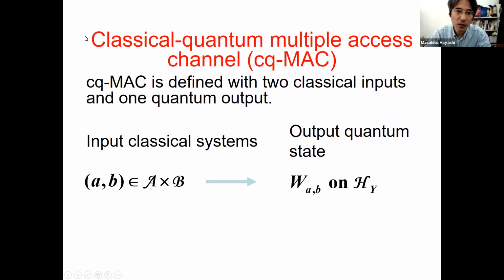This is the formulation of classical quantum multiple access channel. A CQ MAC is defined with two classical inputs, A and B, and a quantum output. This quantum output depends on the input classical symbols A and B.